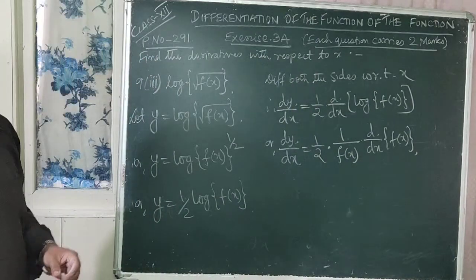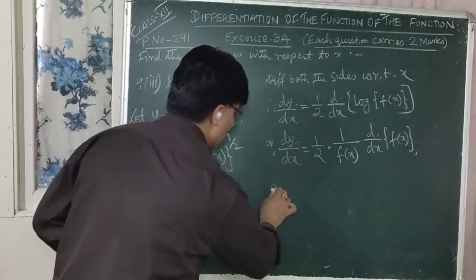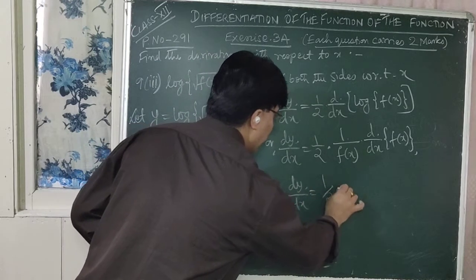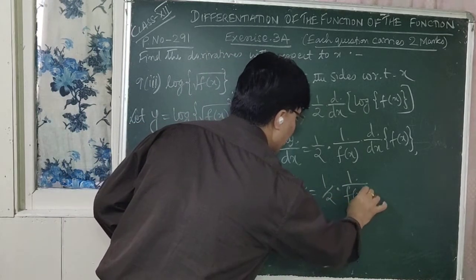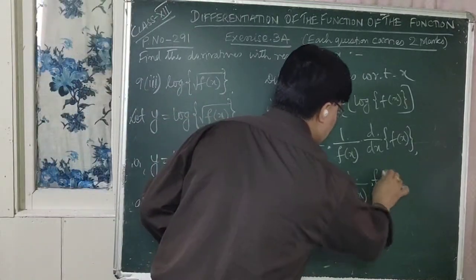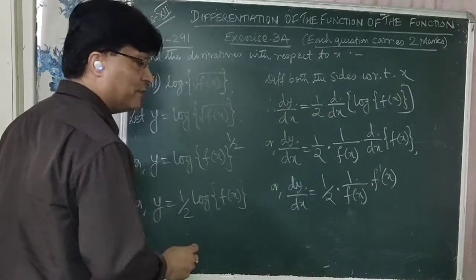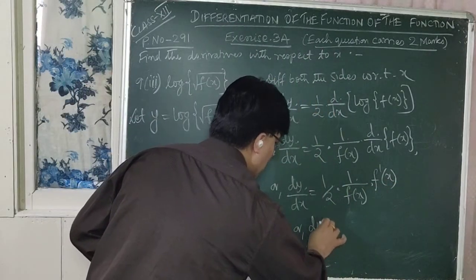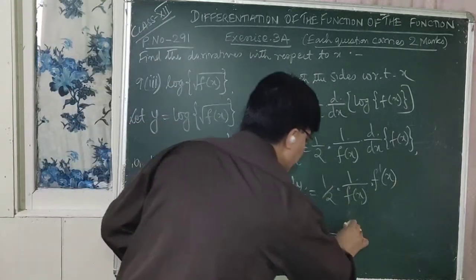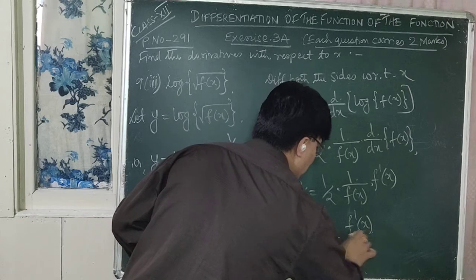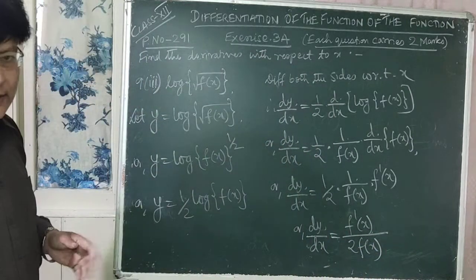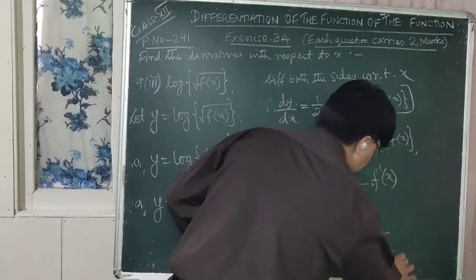So what is d by dx of f of x? It is f dash of x. So dy by dx is equal to half into 1 upon f of x into, what is d by dx of f of x? It is f dash of x, right? So this is your f dash of x. So what is the final answer now? It is f dash of x divided by twice f of x. So this is the final answer.